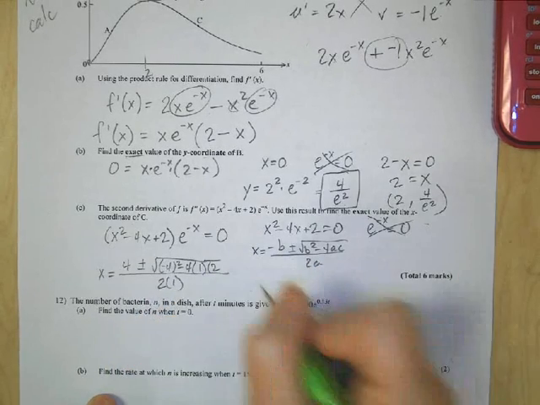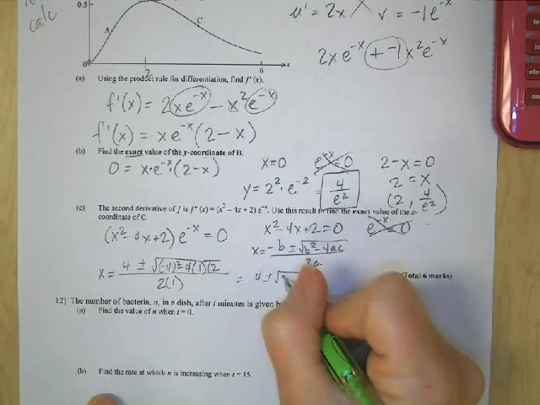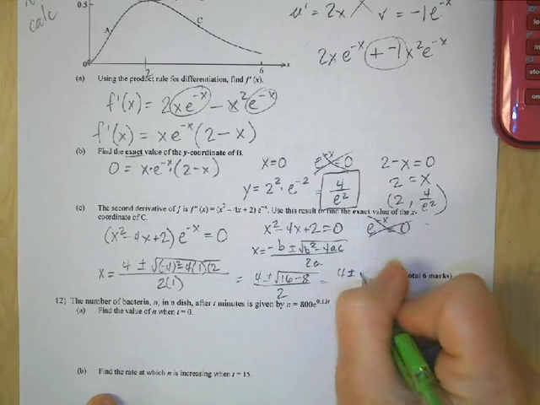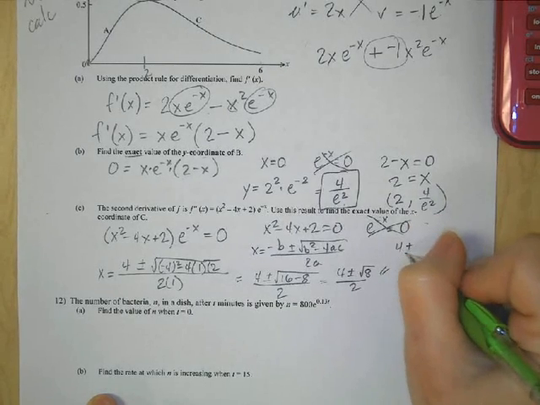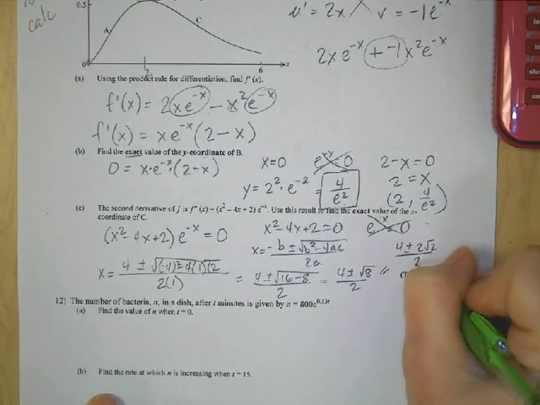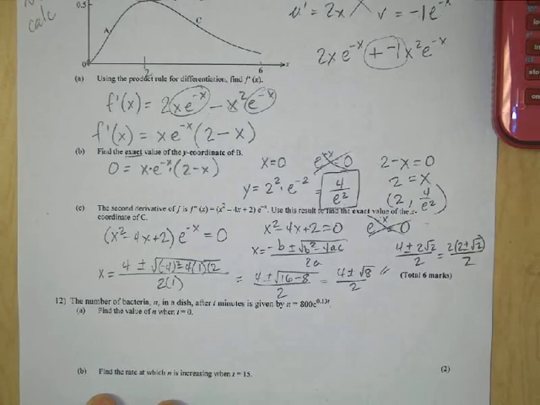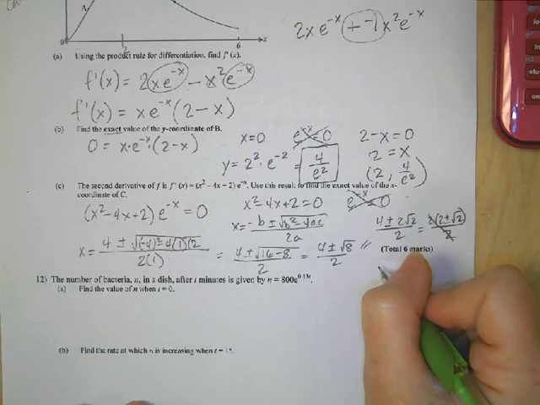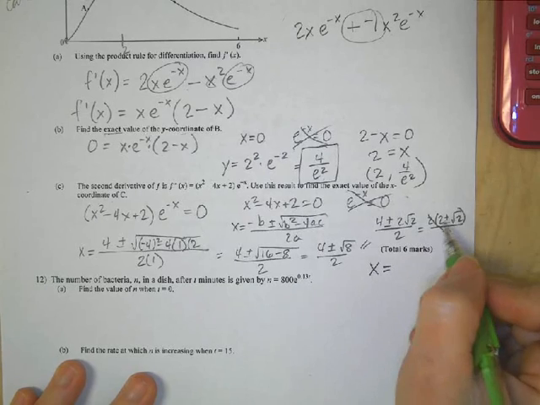If I simplify that, I get 4 plus or minus the square root of 16 minus 8 over 2, which gives me 4 plus or minus the square root of 8 over 2, which gives me 4 plus or minus 2 root 2 over 2, which can be factorized. 2 times 2 plus or minus square root of 2 over 2. And now I can reduce out the 2's. So my final answer, find the exact value of the x-coordinate. X is equal to 2 plus or minus the square root of 2.